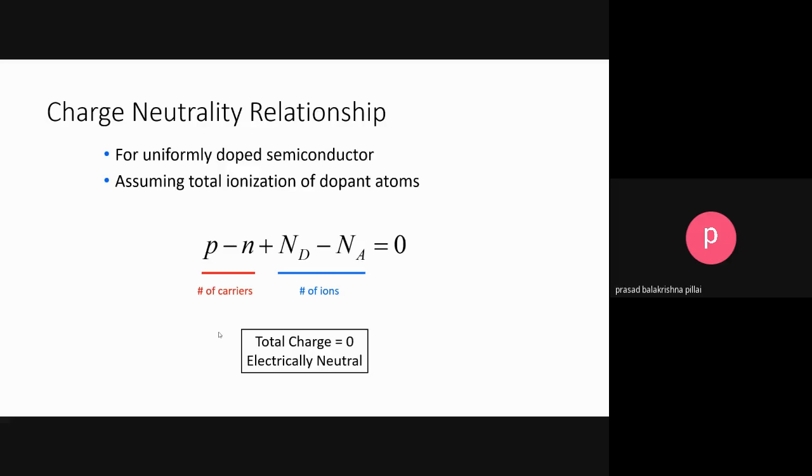Donors will add to the positive charge, acceptors will add to the negative charge, holes will have positive charge, and electrons will have negative charge. So overall, the charge neutrality will be maintained. So this is our basic equation. Very often we'll be using this law of mass action plus this, and the whole of your carrier statistics is around this actually.